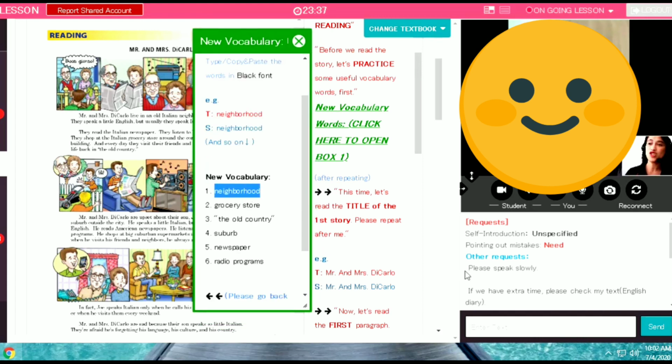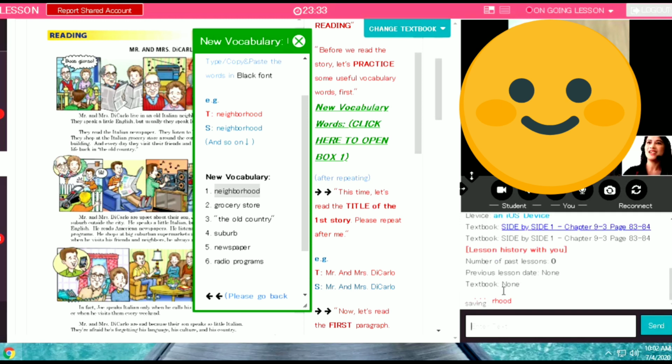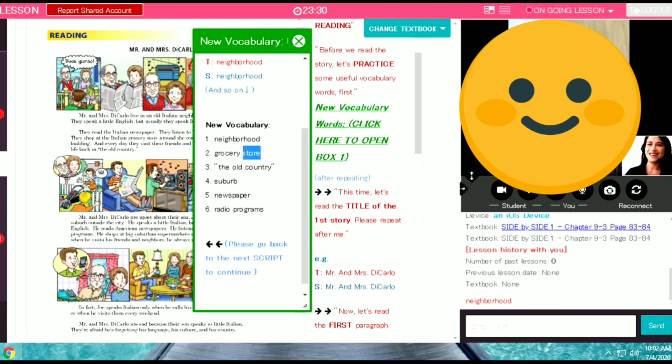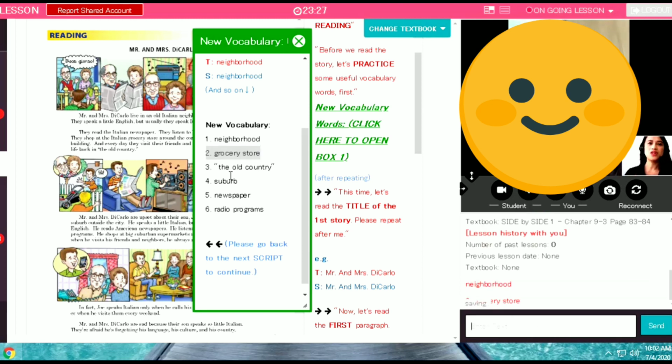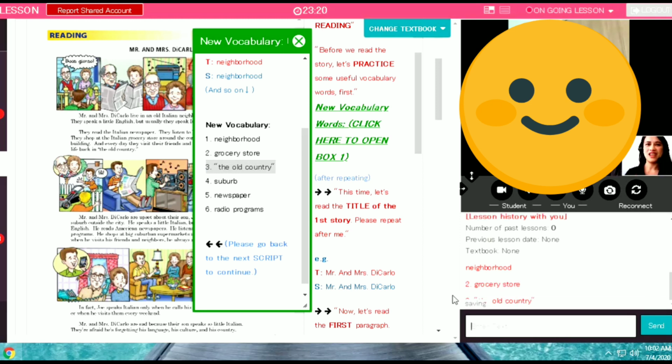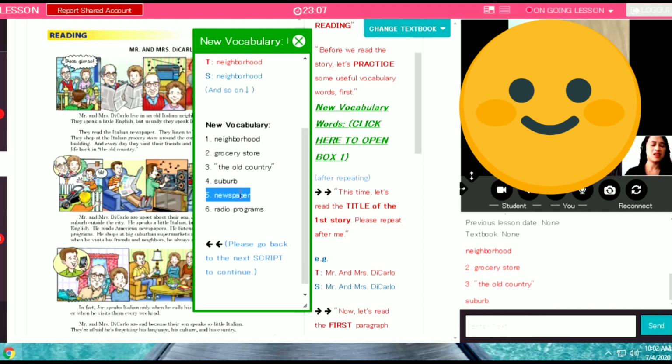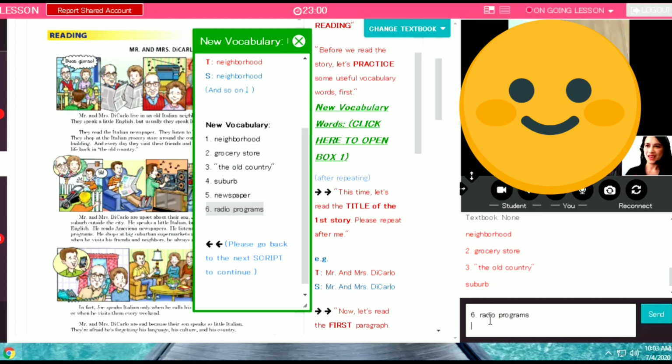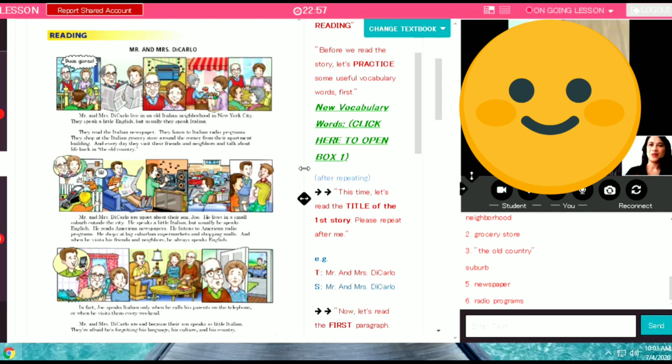I'm going to type the words. You say neighborhood. Neighborhood. Very good. Next, you say grocery store. Grocery store. Very good. Next, you say the old country. The old country. Very good. Suburb. Suburb. Very good. Next, newspaper. Newspaper. Radio programs. Radio programs. Very good. So now this time, let's move on to the short story.